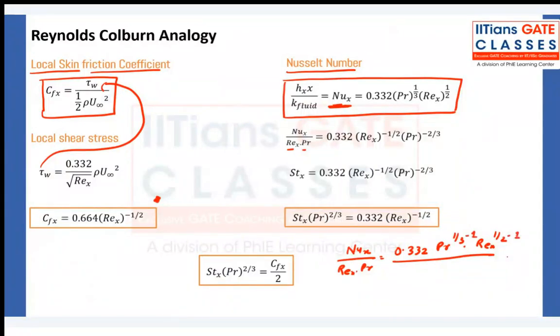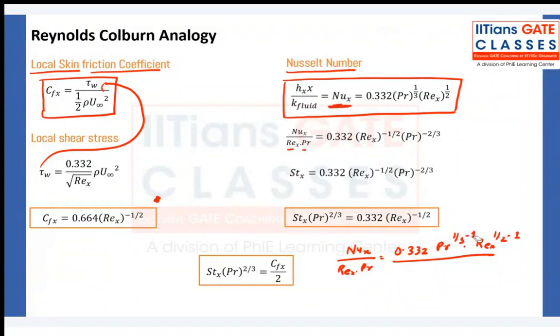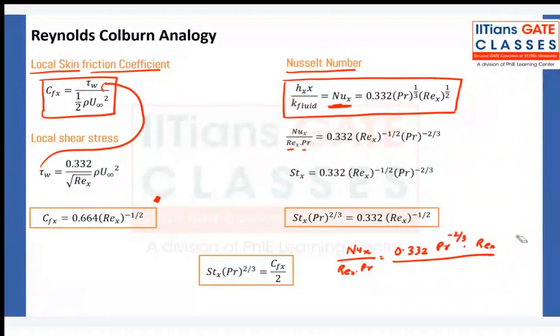So this will be equal to minus 2 by 3. If I simplify it, minus 1 by 2. So this is minus 2 by 3. And what is this? Reynolds number, how much? Minus 1 by 2, isn't it? Minus 1 by 2. So this is what we are getting here.